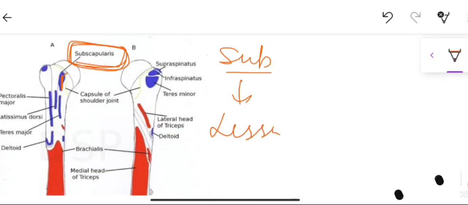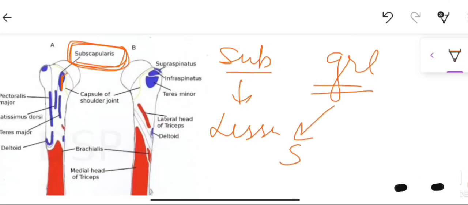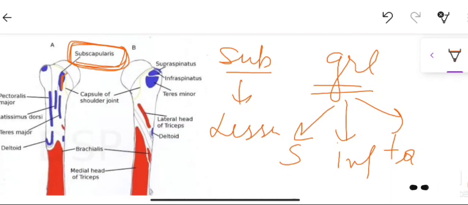So next we are going to talk about greater tubercle. In greater tubercle there are three muscles inserted. First on the uppermost, then on medial, then on lower. Firstly on upper it is supraspinatus, then on the middle impression we have infraspinatus, then on lower impression we have teres minor.